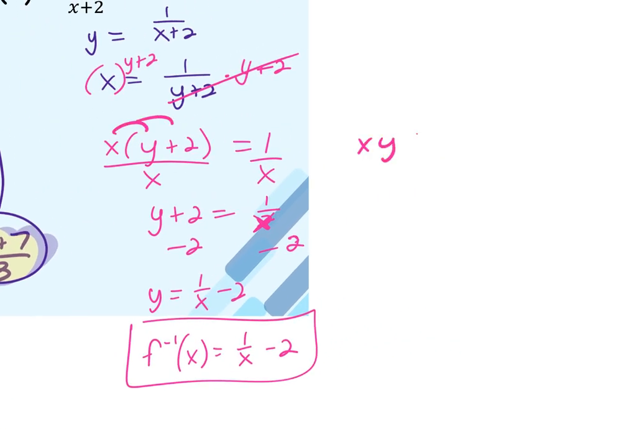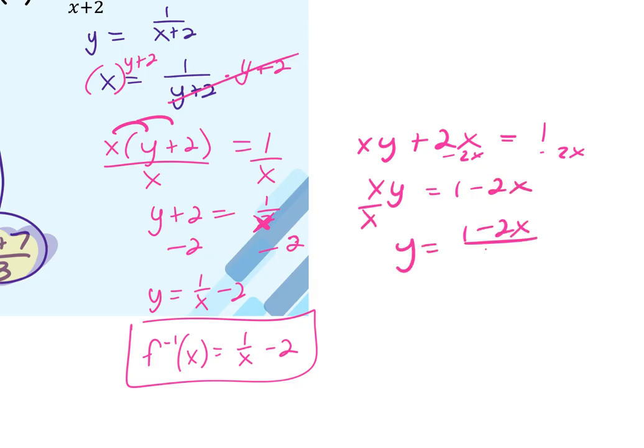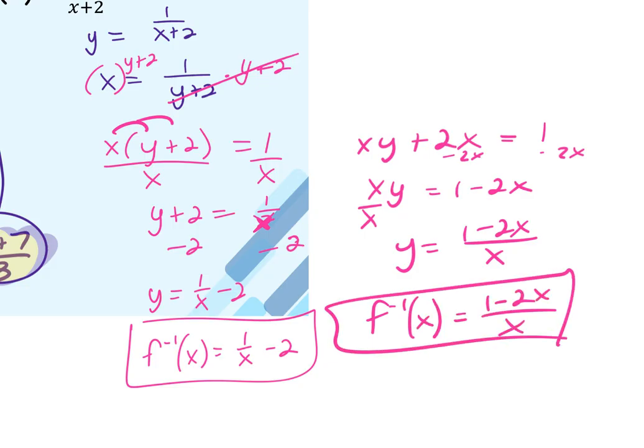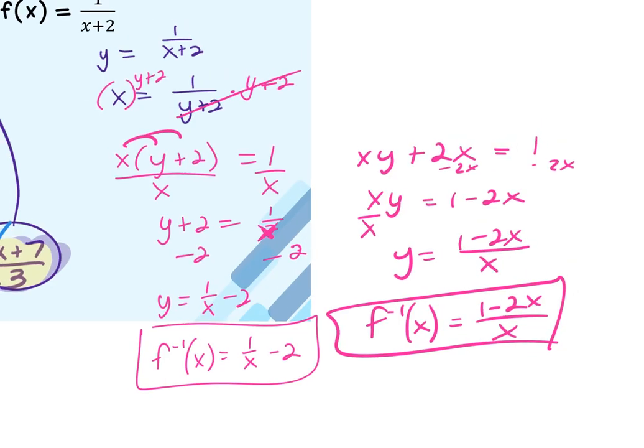Or from here, I could have distributed. So xy plus 2x equals 1. And then I could have subtracted the 2x, 1 minus 2x, and then divided by x. So this is also an acceptable answer. Okay. Both of those are fine. They're the same thing. This one is just simplified and that one's not, but it doesn't matter. Questions?